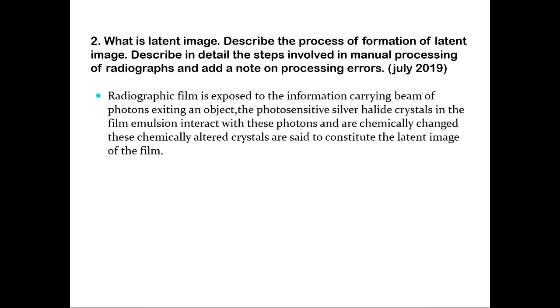The next sub-question is: describe in detail the steps involved in manual processing of radiographs. You can refer again to the White and Pharoah textbook. There are around 9 steps that they have mentioned for manual processing of radiographs. And if the question asked is what are the different types of manual processing of radiographs, you can read from Freny Karjodkar, where they mention the time-temperature method, the visual method, and rapid chemical processing methods. All those can be mentioned under this topic of the different types of manual processing techniques.